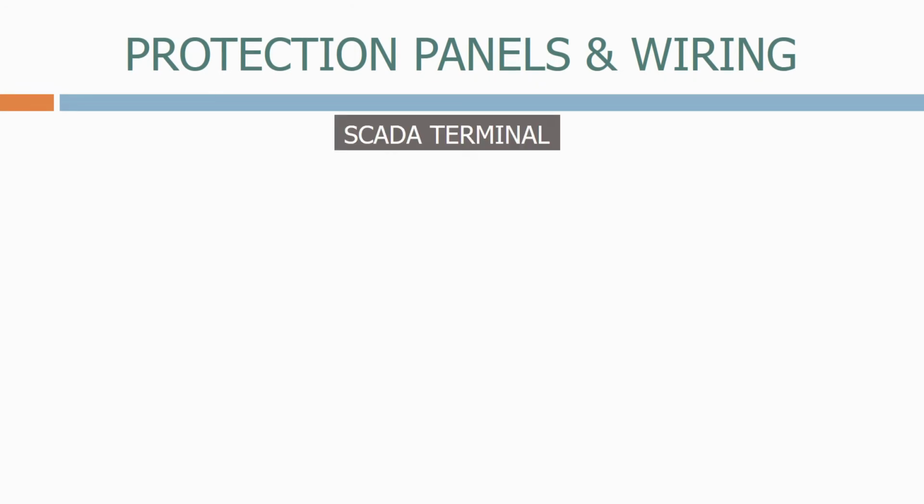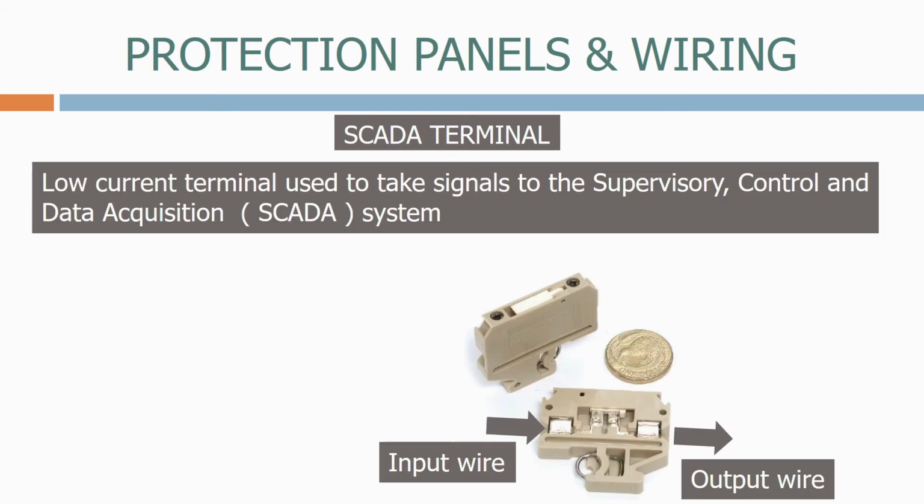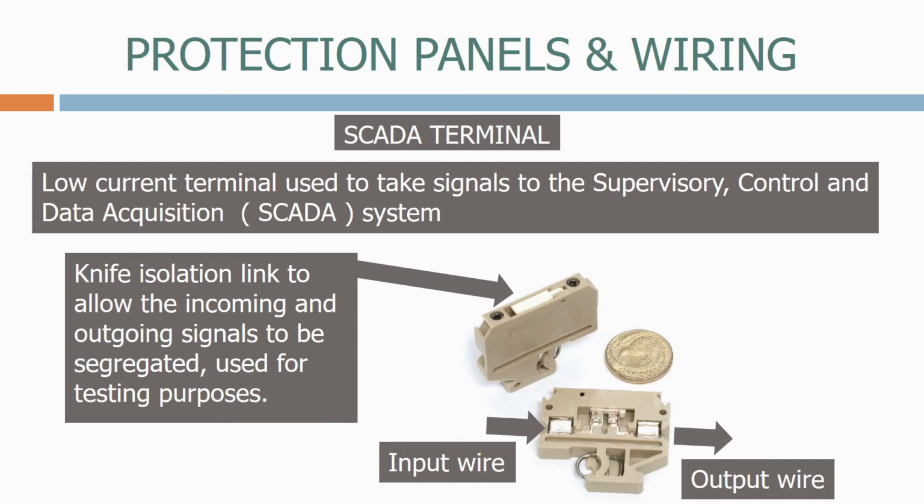Next, we have SCADA terminals. These are low-current terminals used to take signals to the supervisory, control, and data acquisition system. In the middle of the terminal, we have a knife isolation link to allow the incoming and outgoing signals to be segregated. This is used for testing purposes.